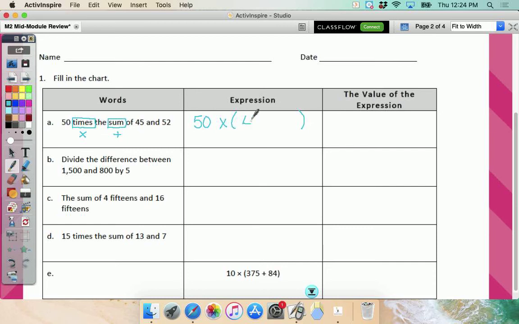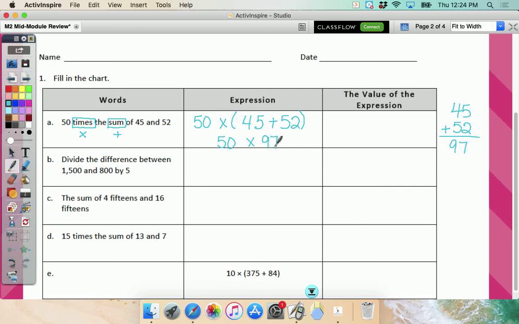So what's it going to be 50 times? 45 plus 52. Now, I like this because we get to solve it, okay? Now, I could probably add this in my head, but since it's a test, I think I'm going to write it down and make sure I did it correctly. If I'm writing this, you should also be writing this. So I've got 97. Is that what you got? Yeah. So here we are with 50 times 97.